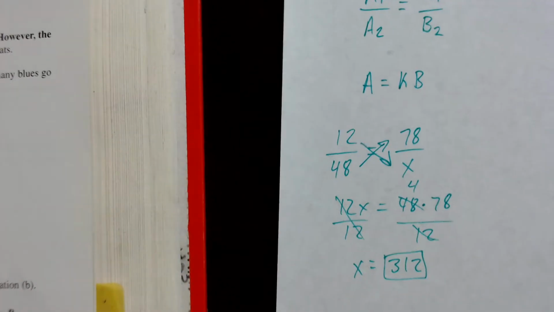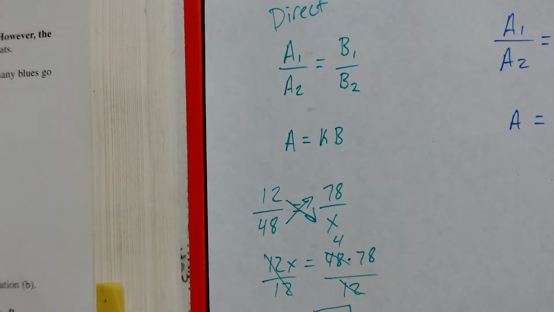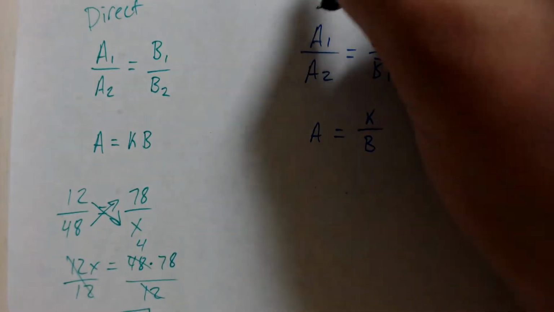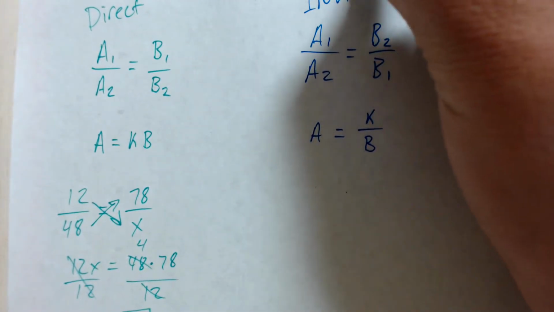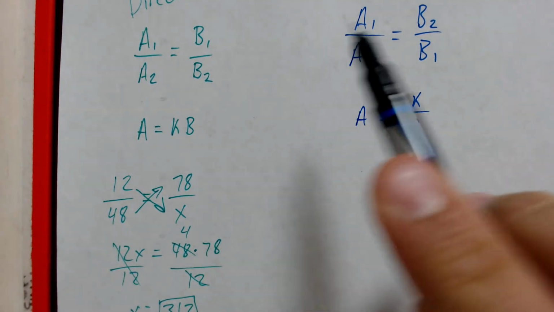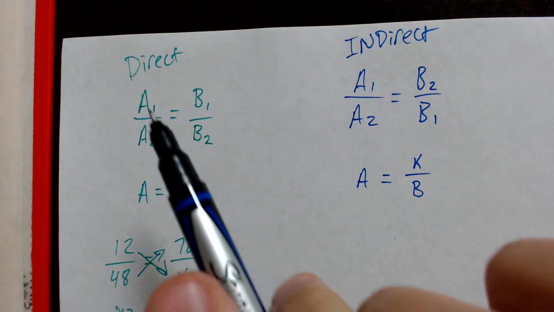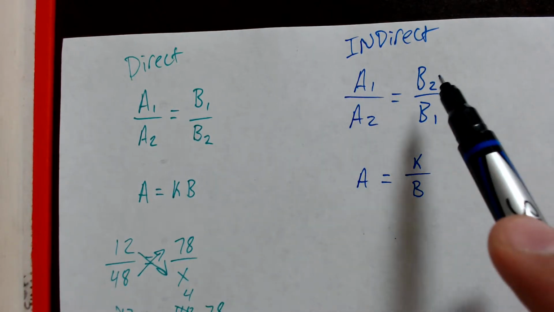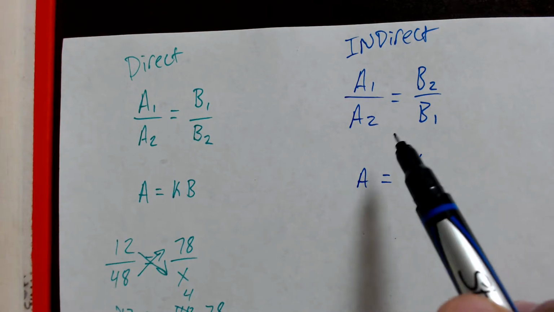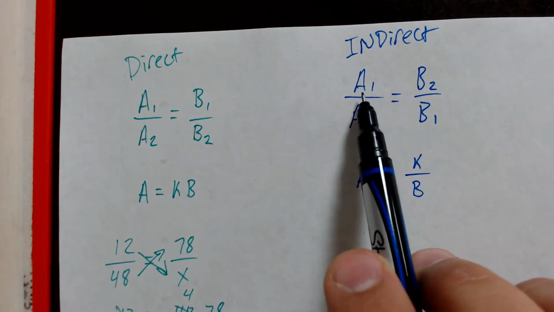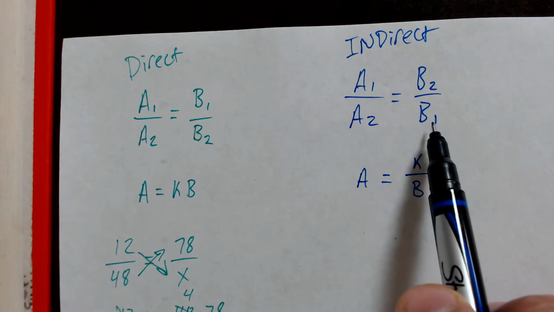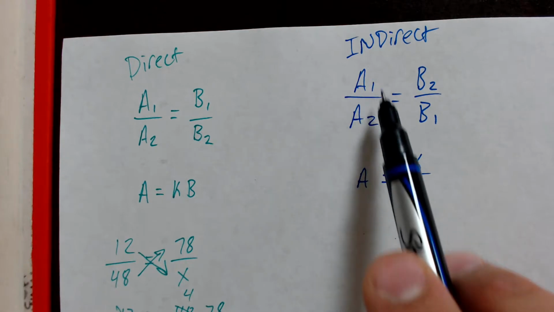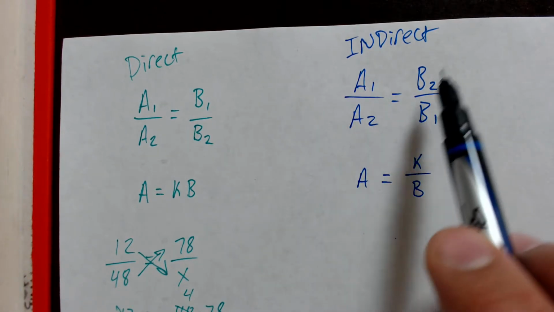Now let's compare that to indirect variation over here in blue. Indirect variation is very, very subtle. See here in direct we had A1 is to B1 as A2 is to B2. In indirect we have A1 is to B2 as A2 is to B1. Easiest way to remember this is that the partner to whatever number you're dealing with goes to the inverse location of the fraction, so A1 is to B1 goes underneath, A2 is to B2 goes on top.